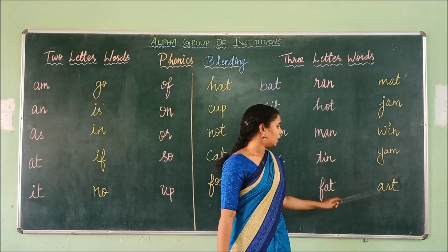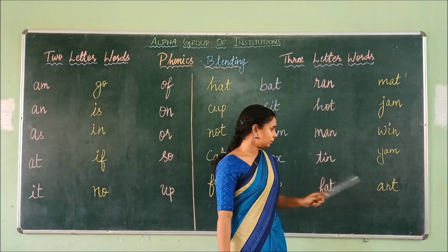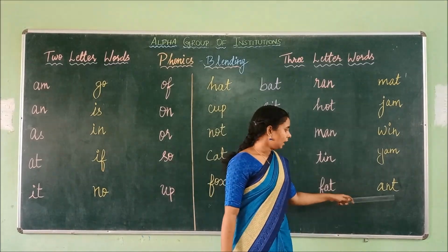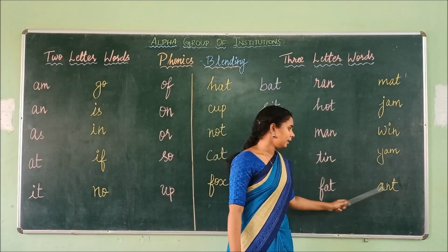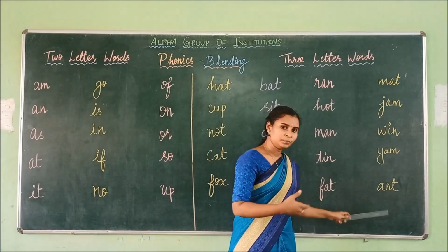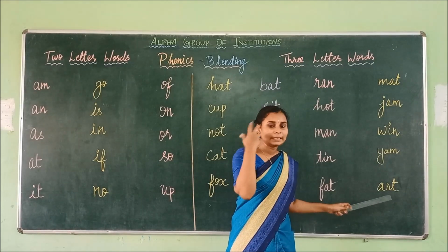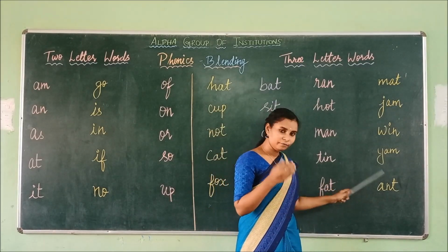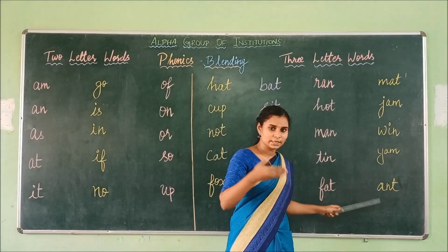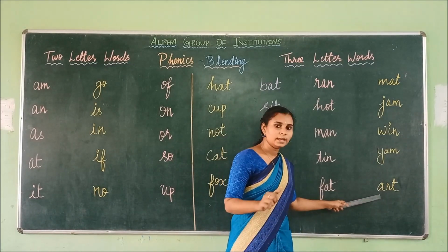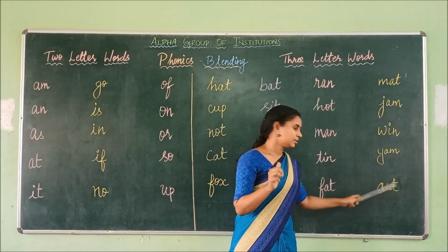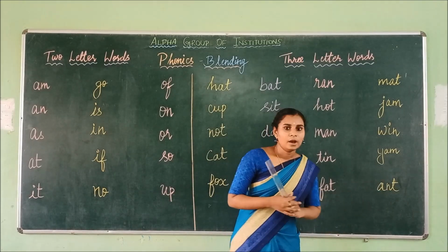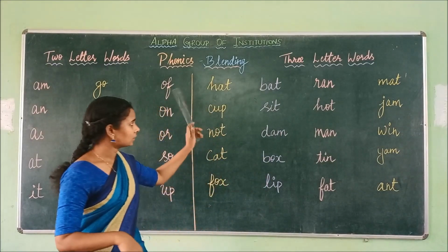Next word, A. As we have seen the sound A in many of the words, you must be familiar with it. A sounds A. A, N, T. So when you pronounce the sounds, each and every sound, you will automatically get the word itself. Ant. Very good, children. So now we have learned the three-letter words also.